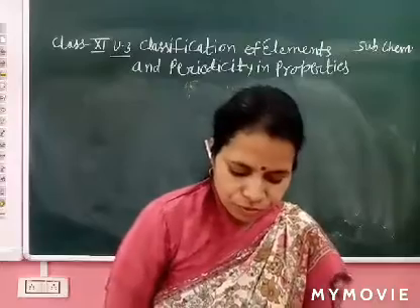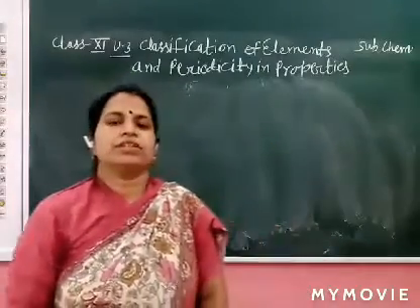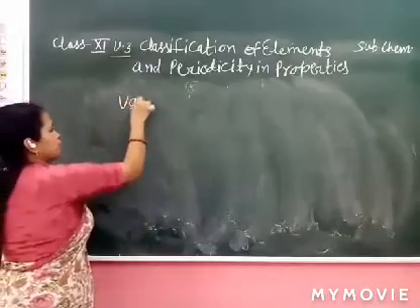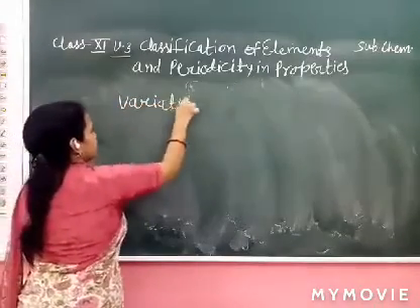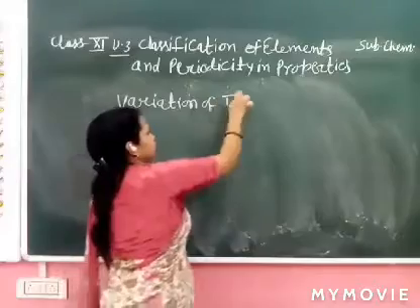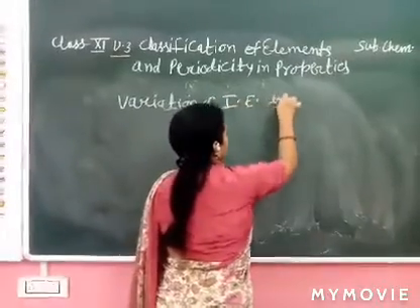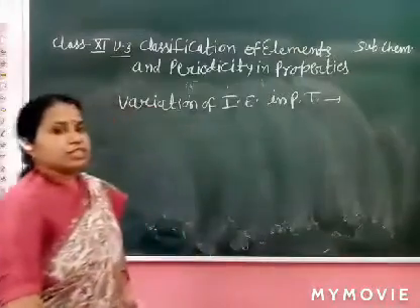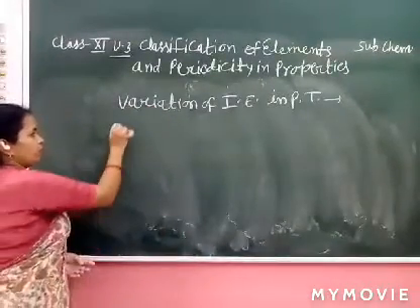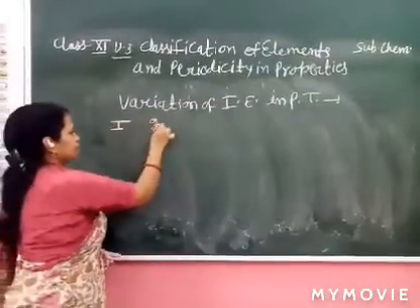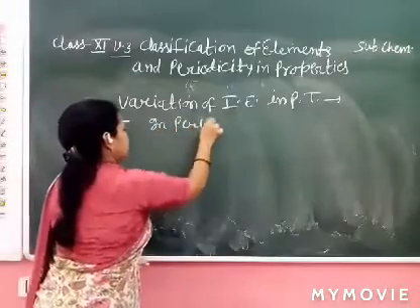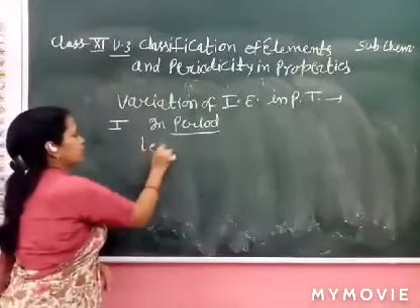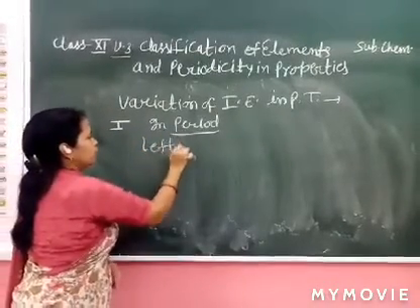Clear now, all of you? Next topic: variation of the ionization enthalpy in the periodic table. Here we consider the exceptions also. First, in a period. Now we are talking about the period from left to right.